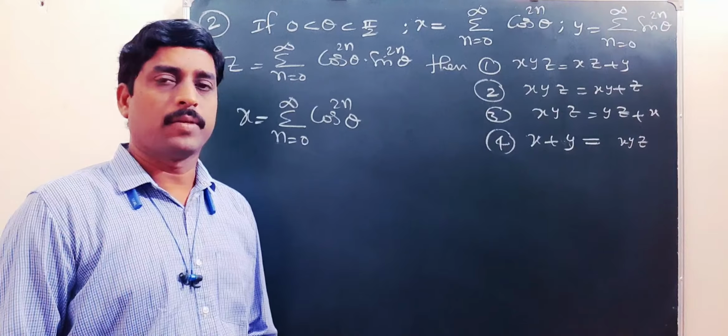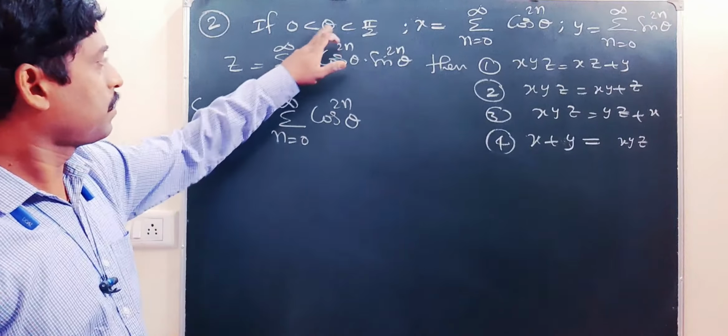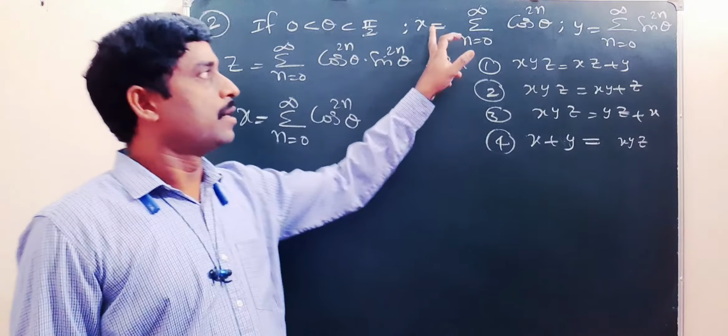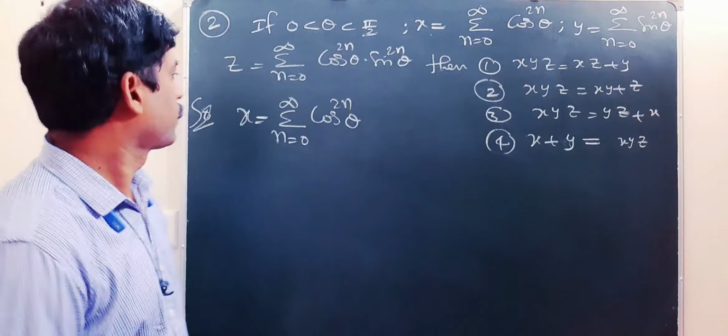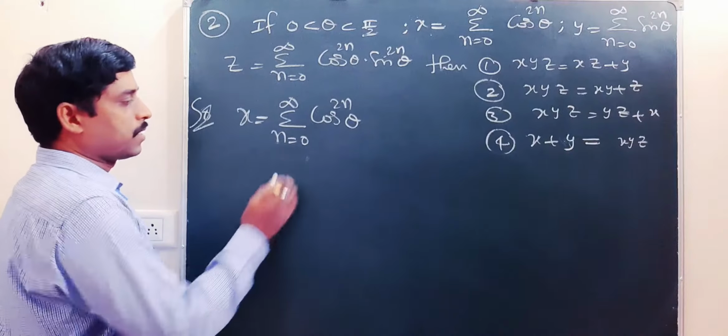Okay, moving to next question. In the statement, theta lies between 0 to pi by 2 and xyz values are given. Okay, then which option is correct? So what is x value given?